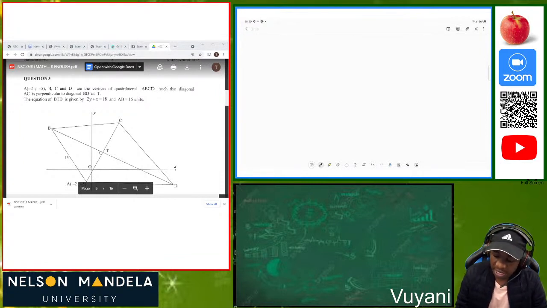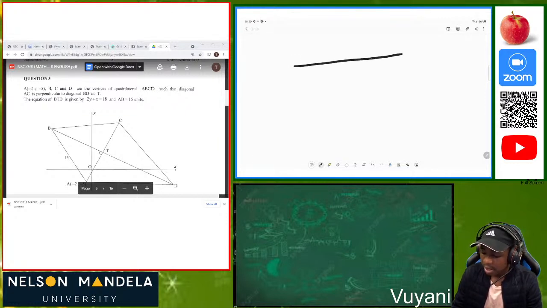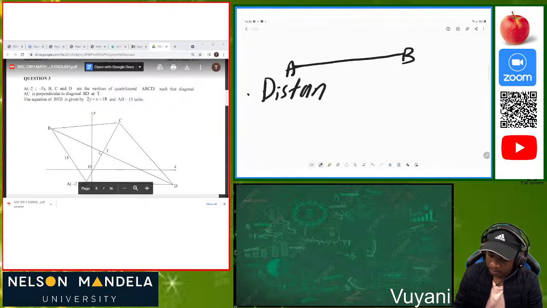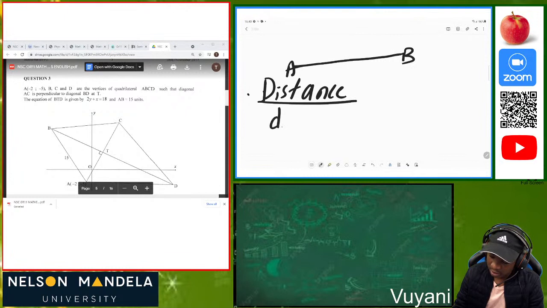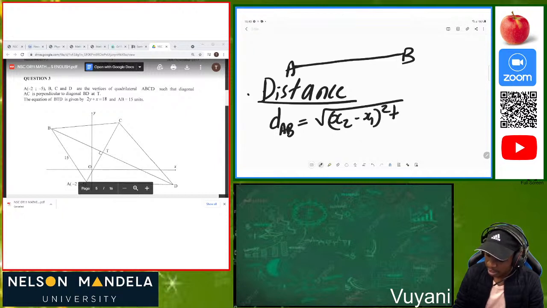So the first thing is that let's say we have a straight line AB, which are 2 points of the straight line. We were taught about calculating the distance. And we're told that the distance D of AB is equal to the square root of (x2 minus x1) squared plus (y2 minus y1) all squared.